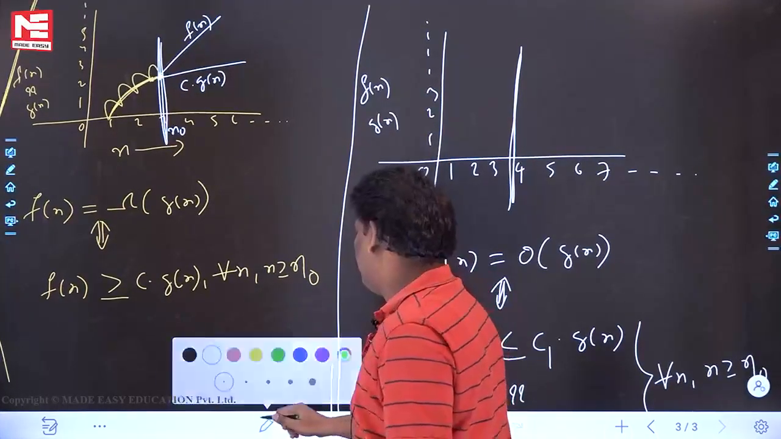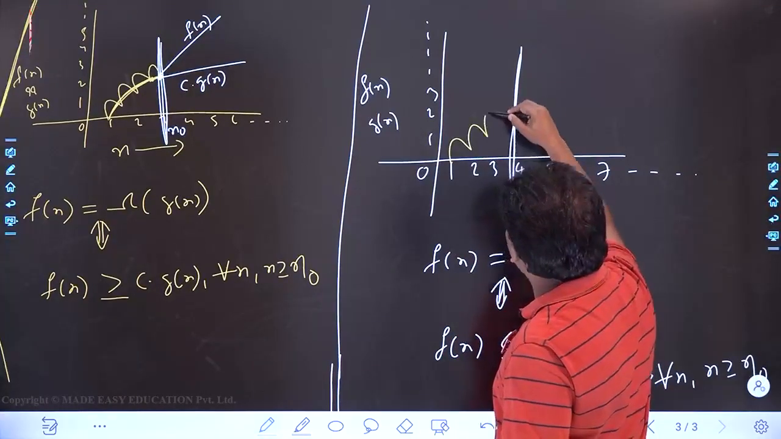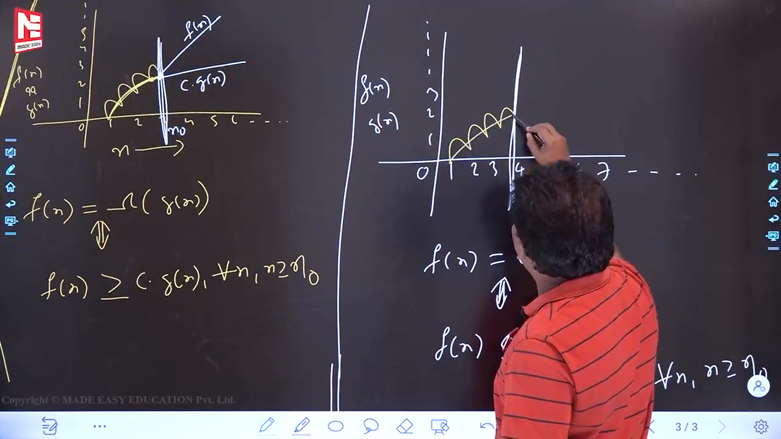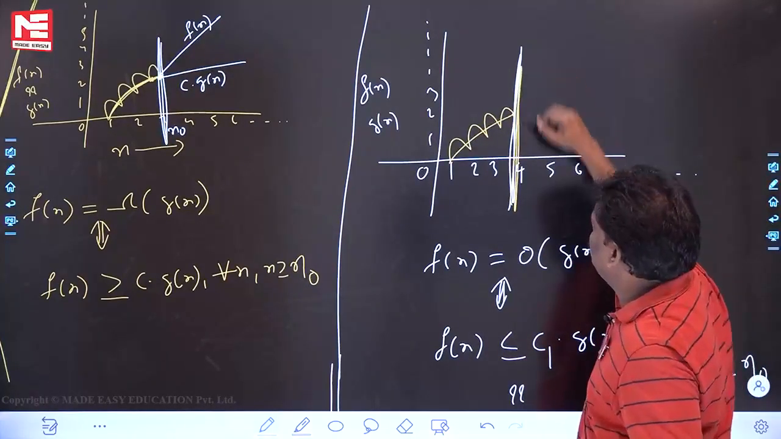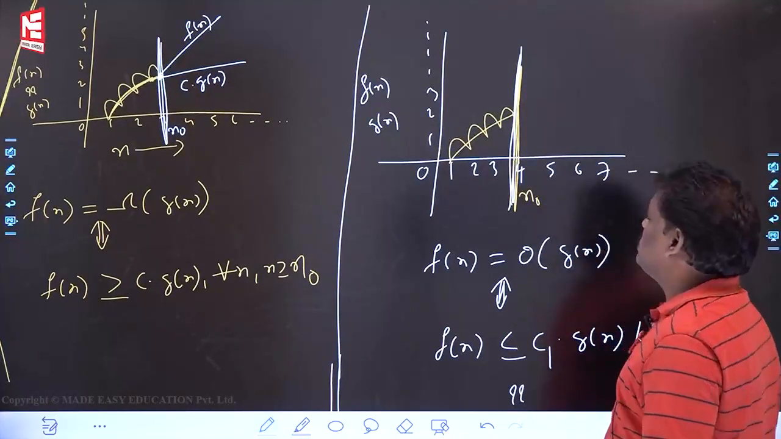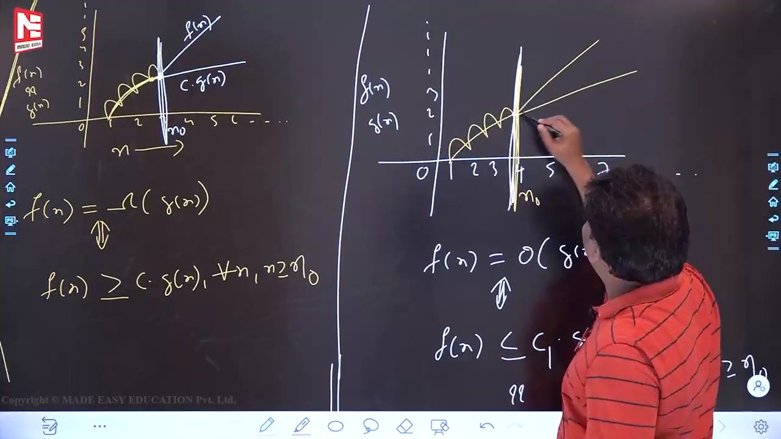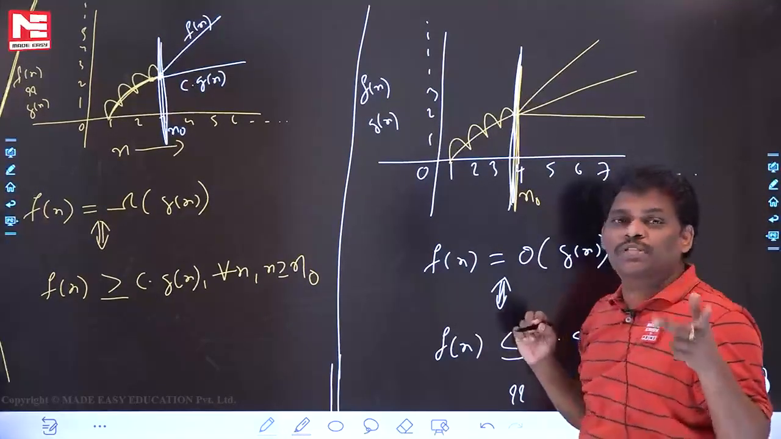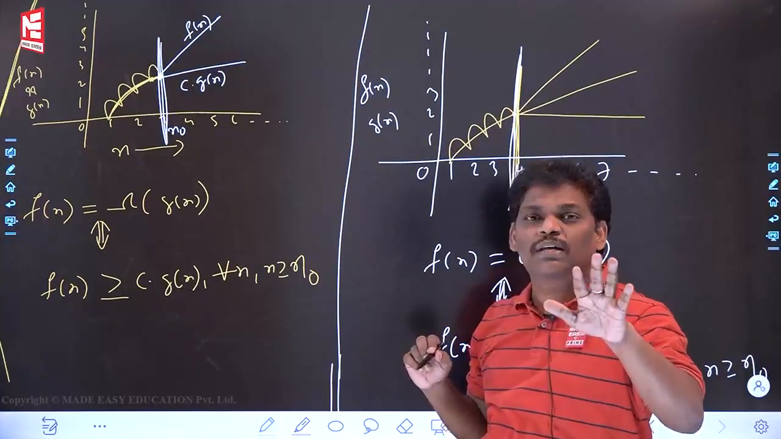Now see this one. From some point onwards I cannot say anything. Anything can happen. From now onwards, careful. This is the n0. From here onwards, I want to say something. Between f and g, to whom do you have to keep c? For the g only, you have to keep the right c.